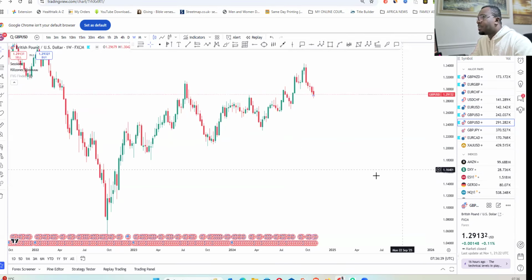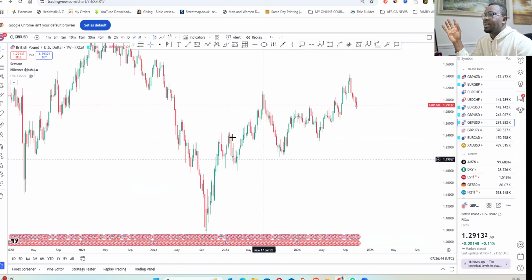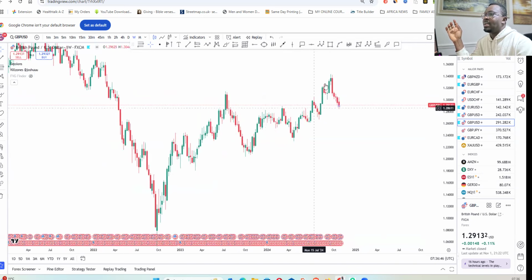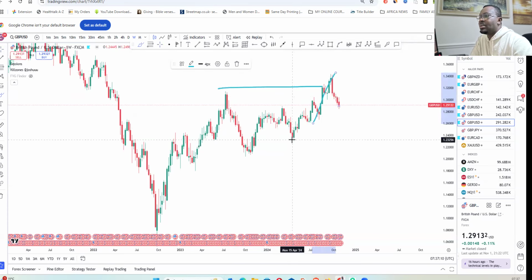Looking at the GBP/USD on the weekly time frame, first of all, technically speaking, we can see that the market is pulling back on this high that was broken. So we have this break of high that happened by this impulsive move. As you can see, this impulsive move took out this high.